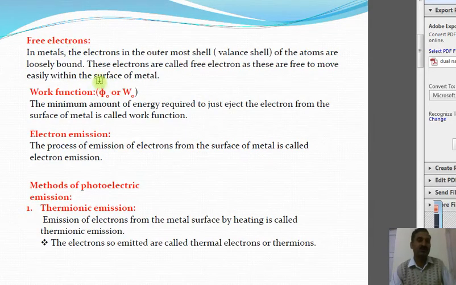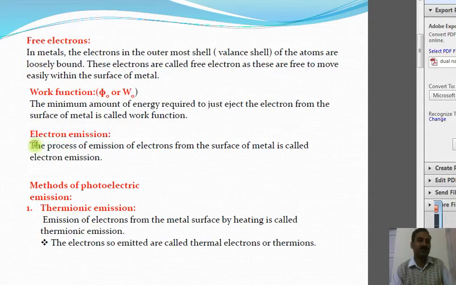Now what amount of energy is required to make them free? This energy is called work function. So work function is denoted by the letter phi naught or W naught. It is the minimum amount of energy required to just eject the electron from the surface of metal. This energy the electron may gain by different methods, which we will discuss.